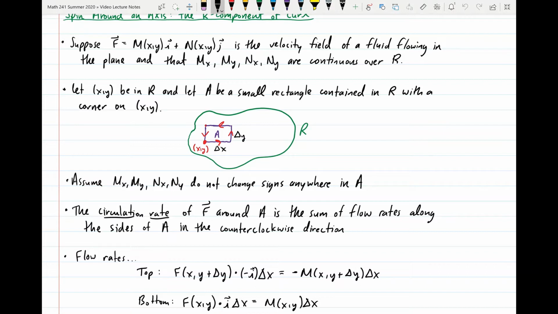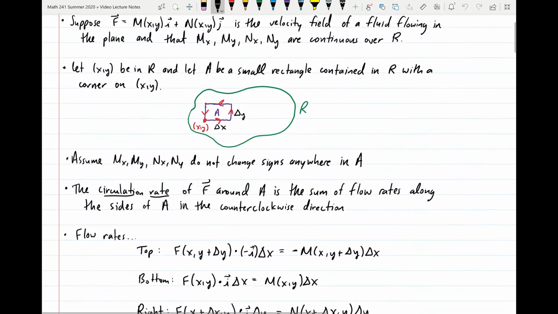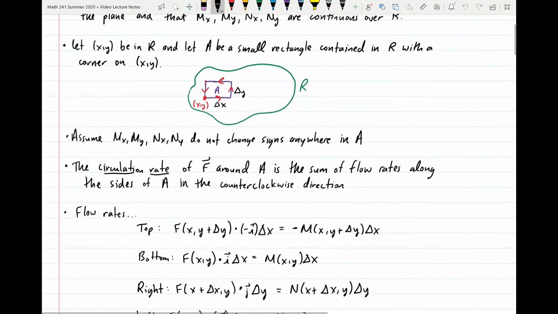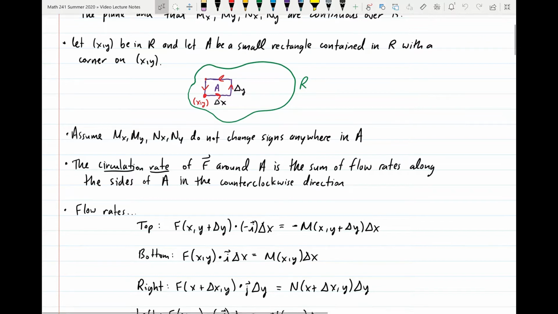And we can let A be a small rectangle that's completely contained inside of the region R, with one of the corners at (x,y). So in this case, we made the bottom left corner at (x,y) for our rectangle A there. And again, we have to assume that the partial derivatives of the component functions M and N do not change signs anywhere inside of this rectangle A. So as long as we make our rectangle A small enough, we can probably make that the case.